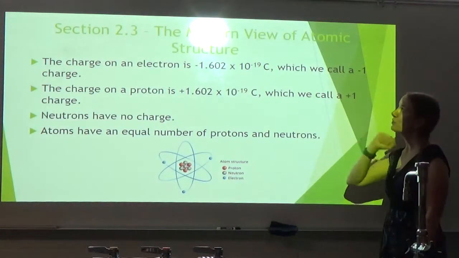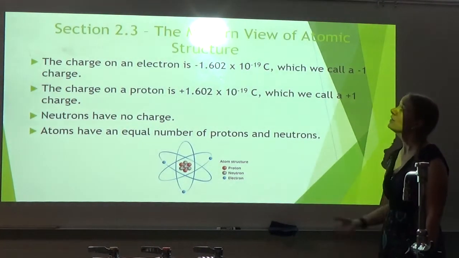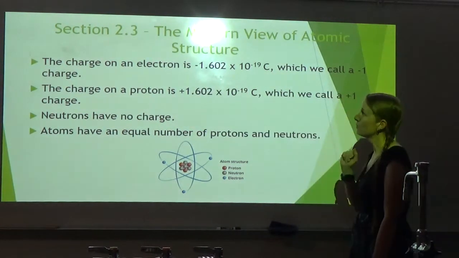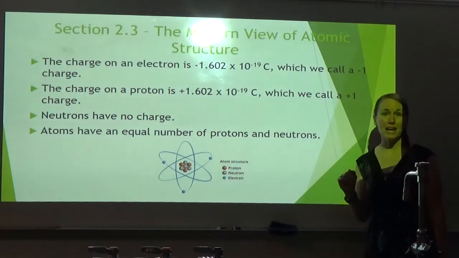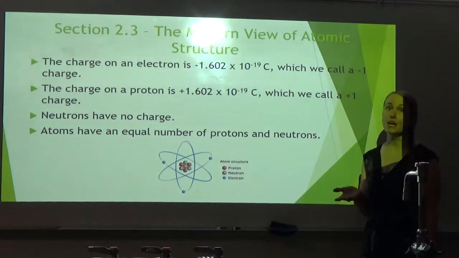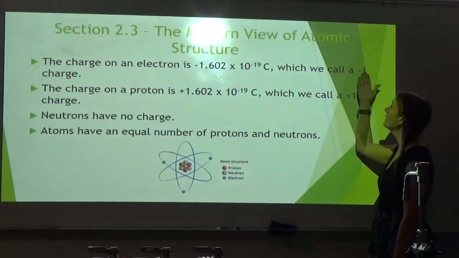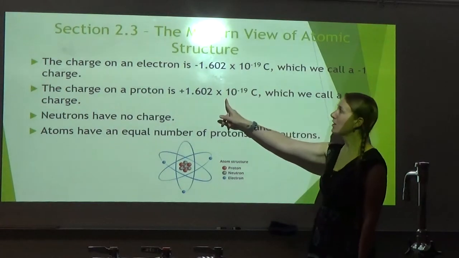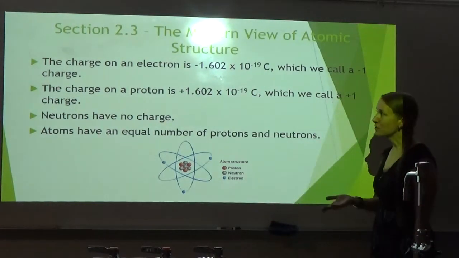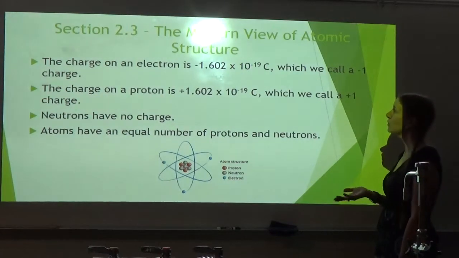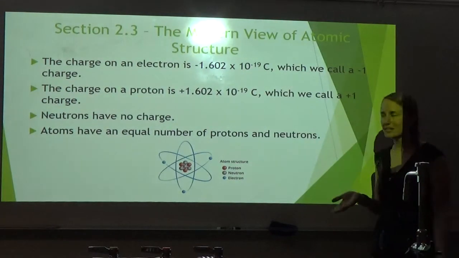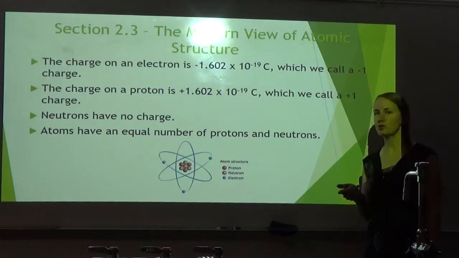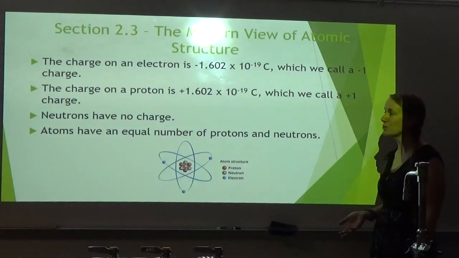Section 2.3, the modern view of the atomic structure. The charge on an electron, like the actual calculated charge, is negative 1.602 times 10 to the negative 19 coulombs. As you can imagine, that is very time consuming to write over and over again, so we say it has a negative 1 charge. And then the charge on a proton is the same value, but opposite sign, positive 1.602 times 10 to the negative 19 coulombs, but for simplicity we say it's a positive 1 charge. Neutrons, of course, have no charge, and then because atoms themselves are neutral, they have the same number of protons as they do electrons.